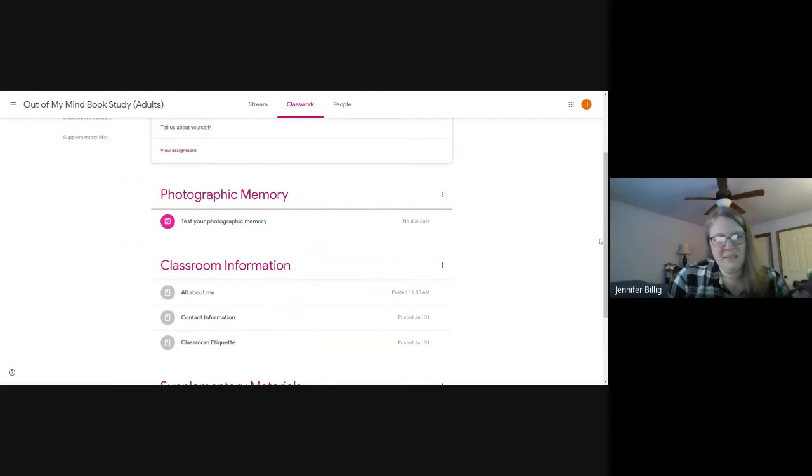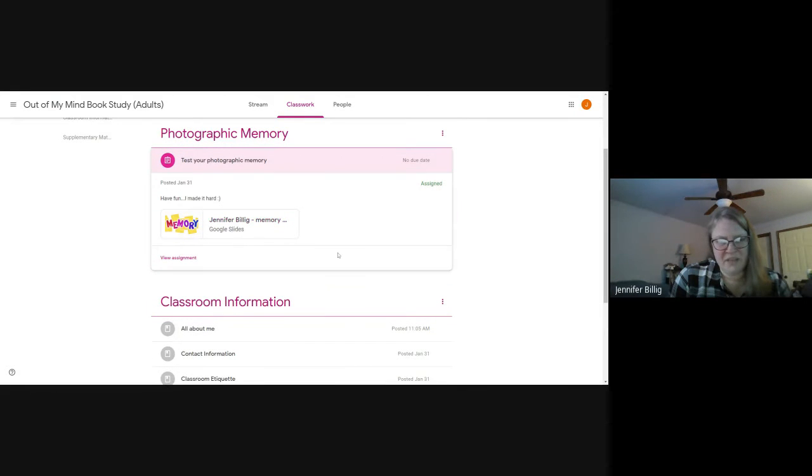So then if we skip down here, I have a test your photographic memory because, again, the student has a photographic memory. And so I created a memory game that is very, very difficult because it's all red fruit and vegetables. Just to see, because if you had a photographic memory, you'd get it instantly, right? But it'll take a while.